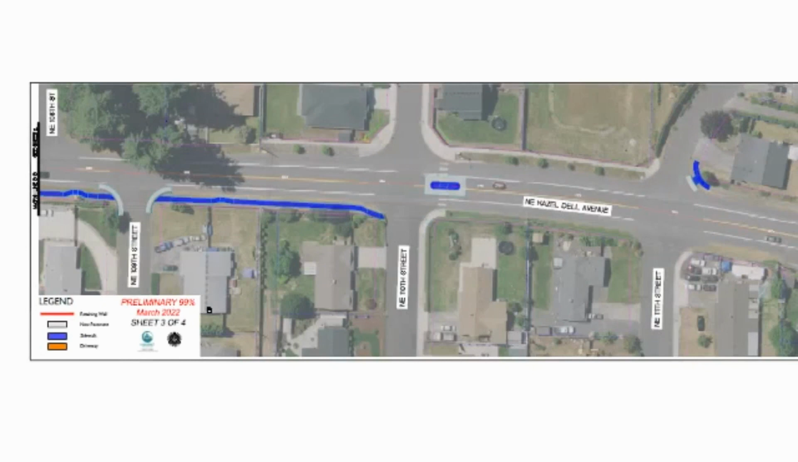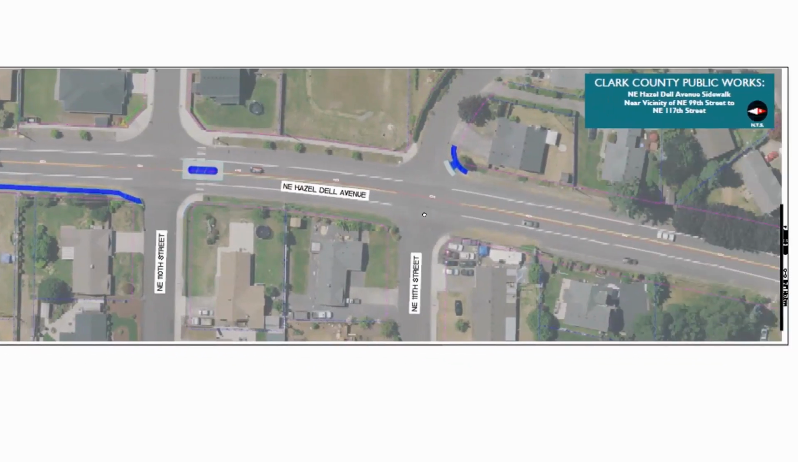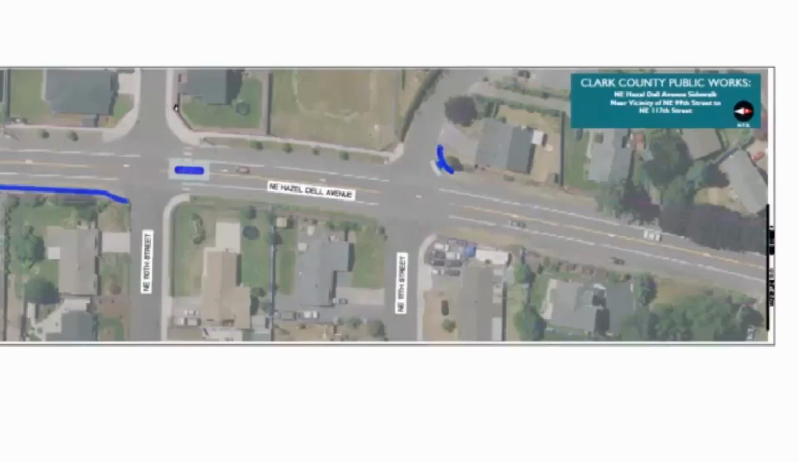And then once again, the blue shading is the new sidewalk. So it continues on the east side of the road up to 110th. And then we have an island in the middle of Hazel Avenue. Brian, do you want to talk about the purpose of that? Sure. The purpose of the island is to create a safer pedestrian access across Hazeldale Avenue.